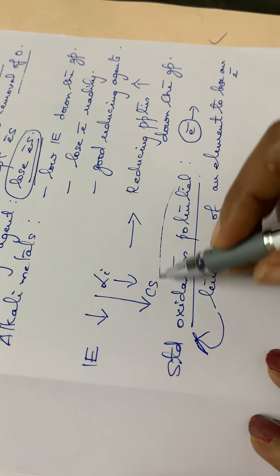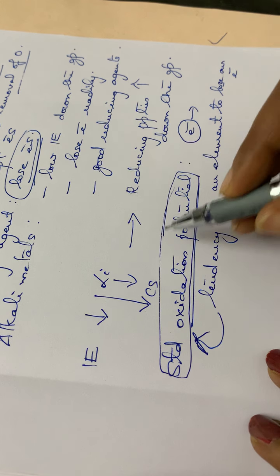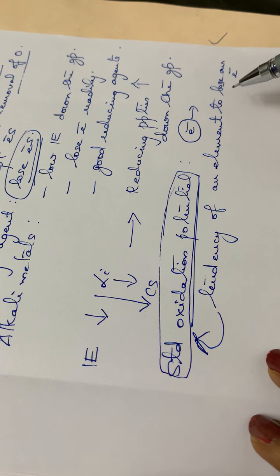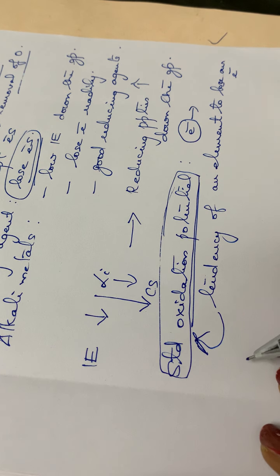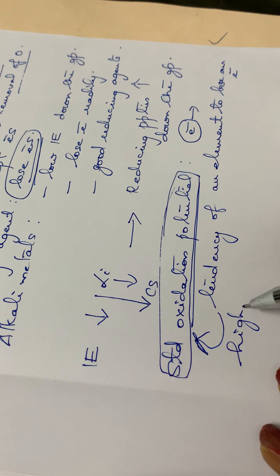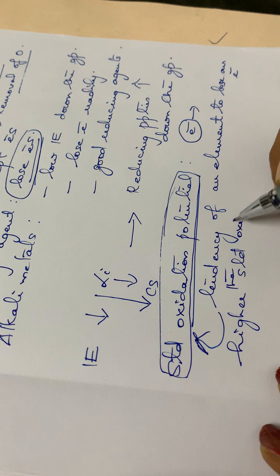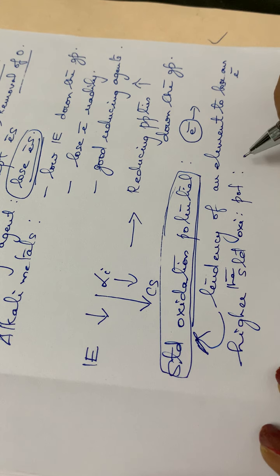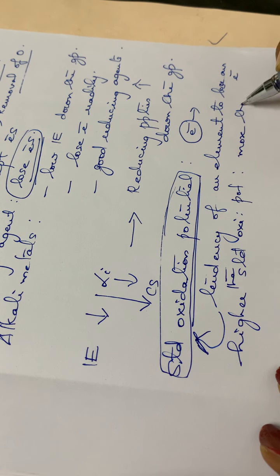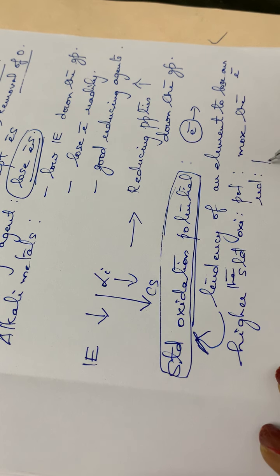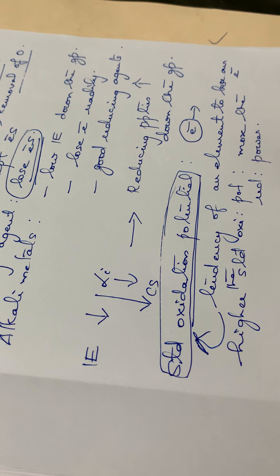That means from the standard oxidation potential values, we can know about the tendency of that particular element to lose an electron. Okay. So higher the standard oxidation potential means more the reducing power. So that is how it is measured.